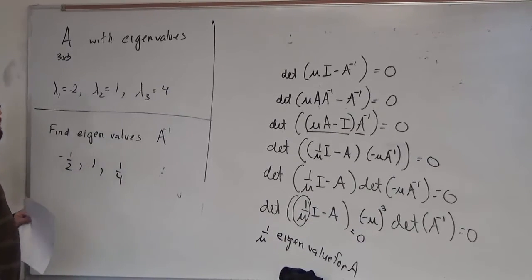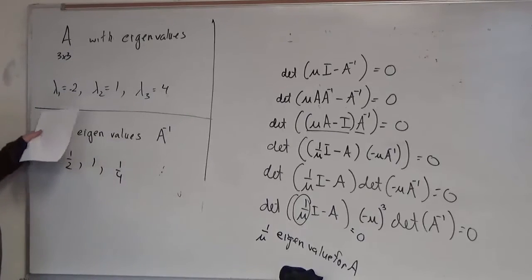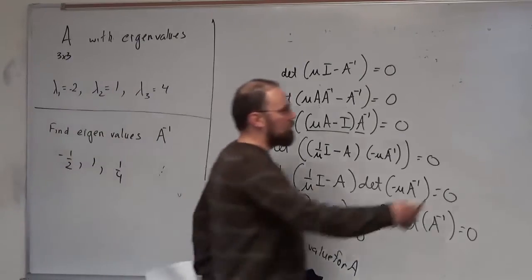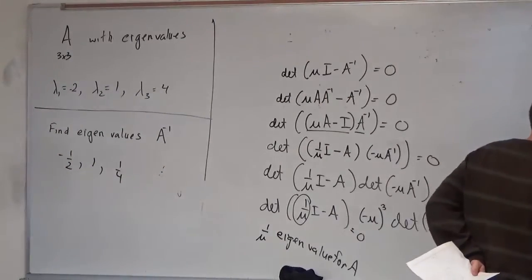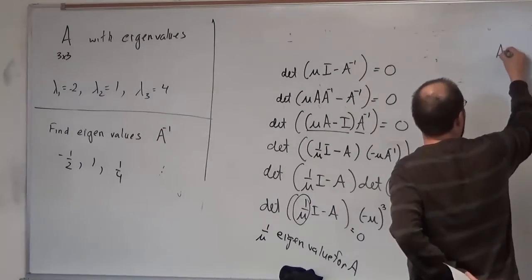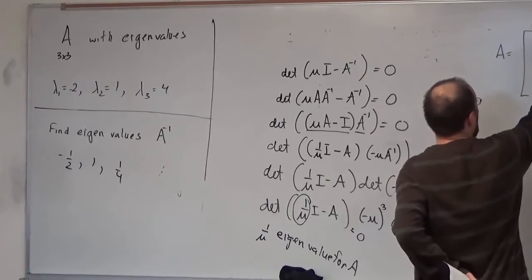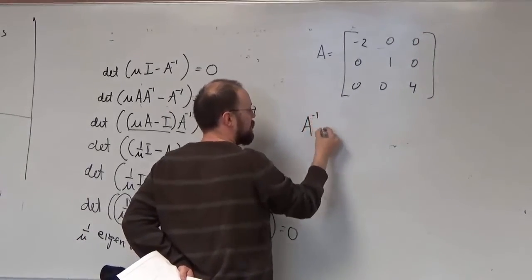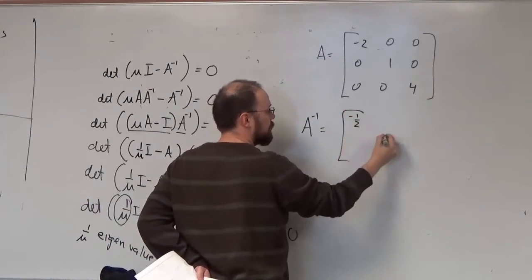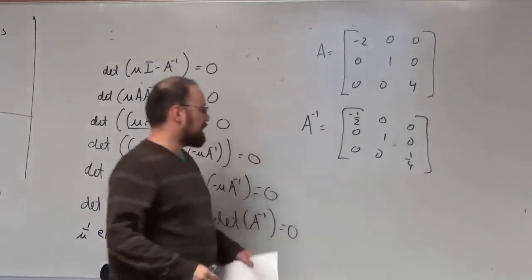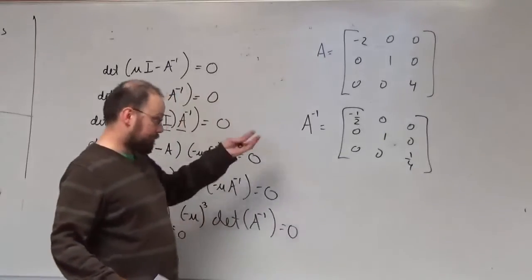Now you could have done something concrete, because what's the simplest matrix you can think of with eigenvalues -2, 1, and 4? Diagonal matrix, right? So if we just for a second said, well, suppose that A is diagonal, we know that finding the inverse of this matrix is especially easy because it's diagonal. We just take the reciprocals. And then you see that the eigenvalues for this matrix are the reciprocals.